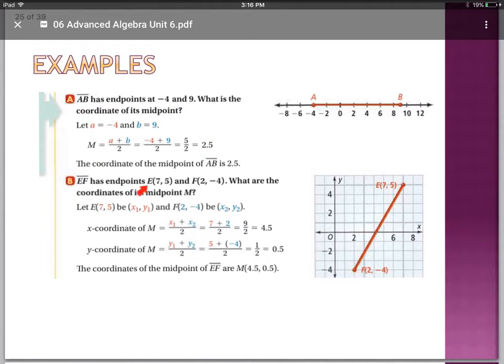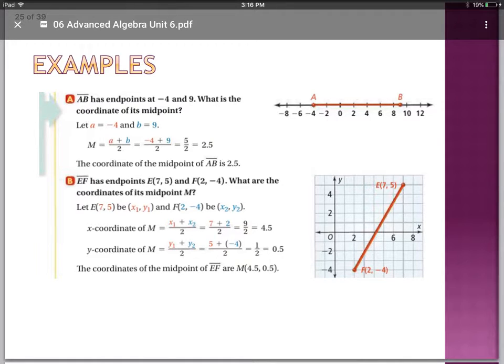Line EF has endpoints (7, 5) and (2, -4). What are the coordinates of its midpoint? So again, E is (7, 5), F is (2, -4). You plug those numbers in. The x coordinates, 7 and 2. The y coordinates, 5 and -4. Make sure you put them in order, 1, 2, 1, 2. Divide by 2 in both cases. 4.5, 0.5. That would literally be the midpoint here.